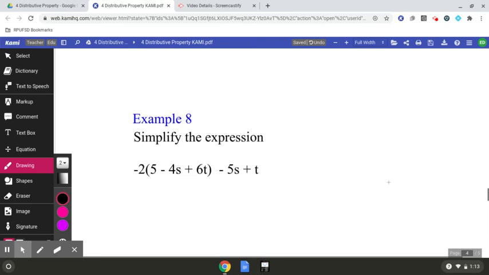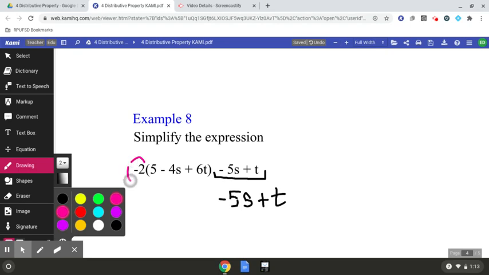Okay, so example 8. Okay, same kind of question. Now, the big thing with example 8 is that this section of the problem is not going to be distributed to. So you are only distributing this negative 2 to these 3 terms, and this negative 5s plus t just kind of stays the same. And at the end, we kind of look at it, but it stays that way for now. So here we're going to distribute negative 2. Okay, and I'm going to kind of eliminate that work step for this one since we've been doing it with that work.